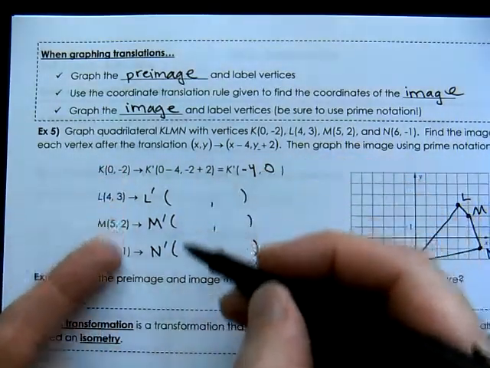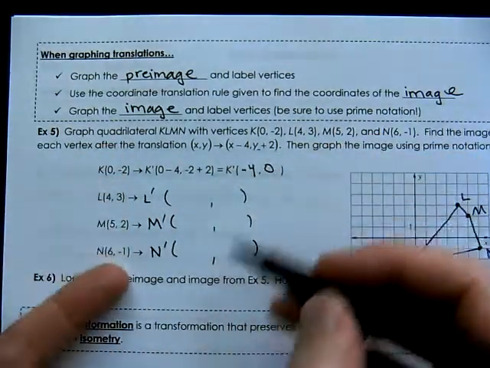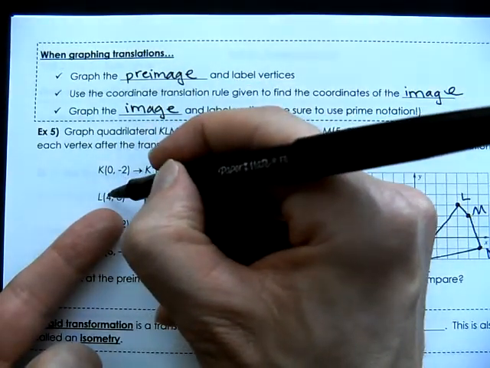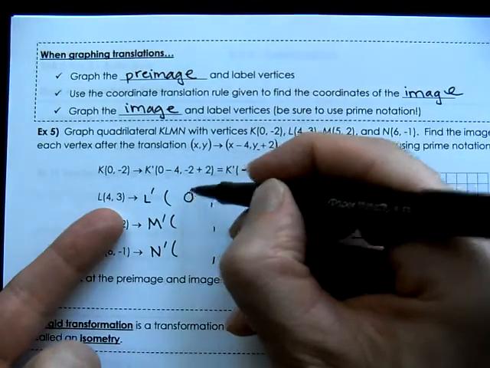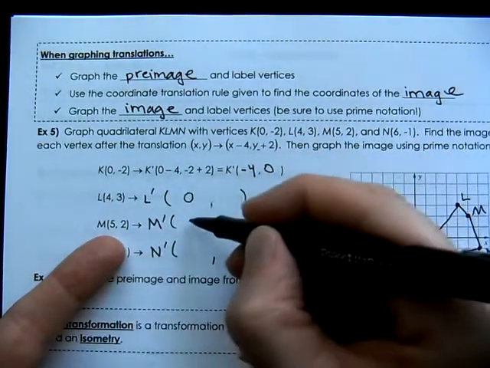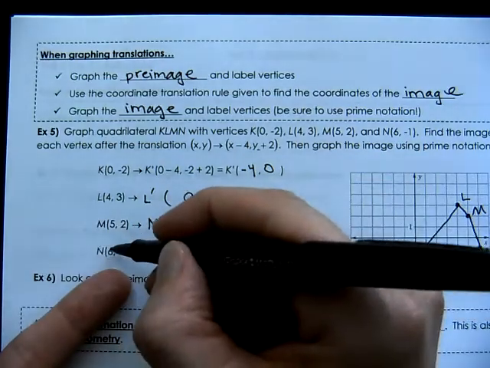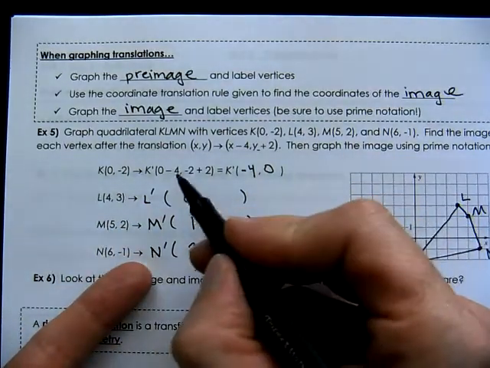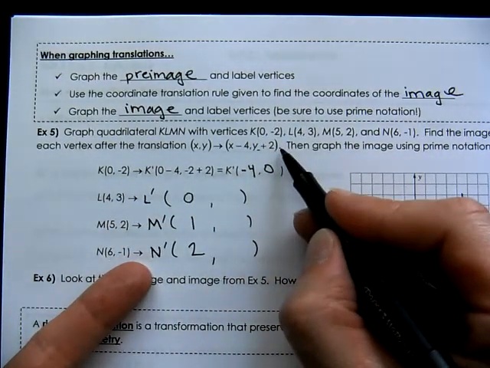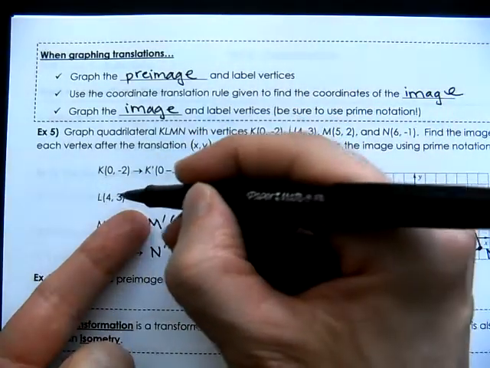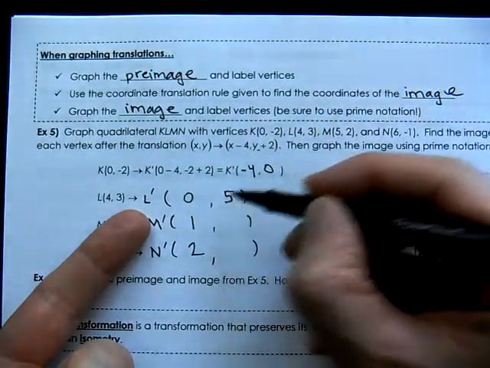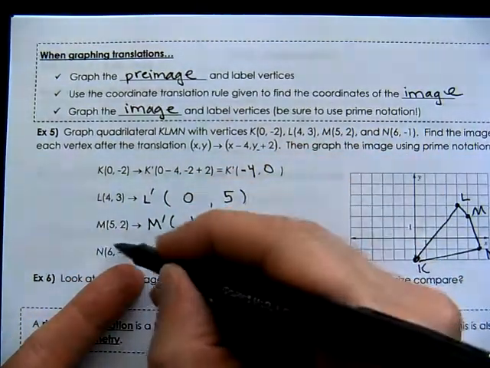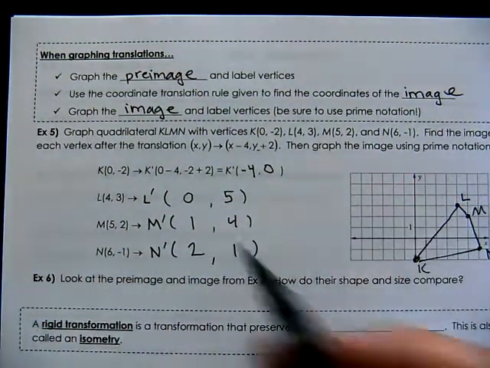Alright, so I'm just going to work down the column for the x's and then the y. So take each x-coordinate and subtract 4. So at L, we have an x-coordinate of 4, subtract 4, we get 0. At point M, we have an x-coordinate of 5, subtract 4, we get 1. At N, we have an x-coordinate of 6, subtract 4, we get 2. Now work down the column for the y-coordinates. Each y-coordinate is increased by 2. So for point L, we have a y-coordinate of 3, add 2, we get 5. Point M, we have a y-coordinate of 2, add 2, we get 4. N is a y-coordinate of -1, add 2, we get +1.